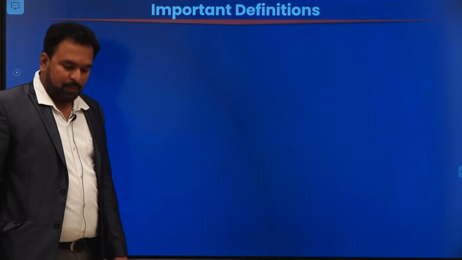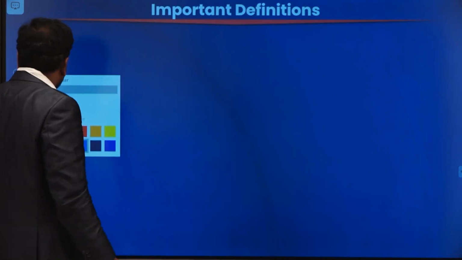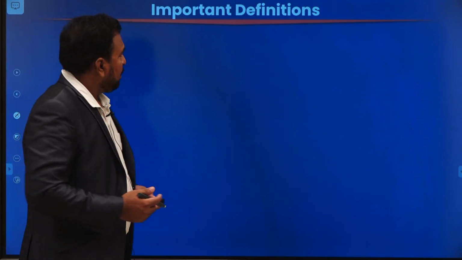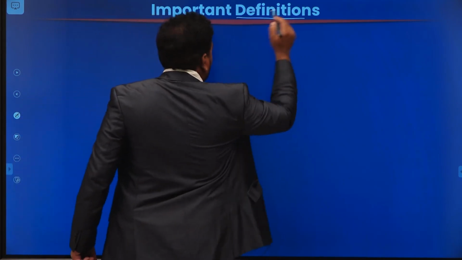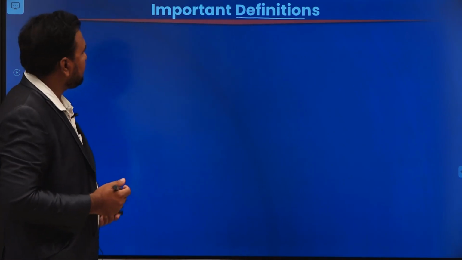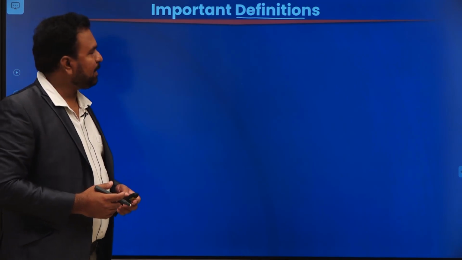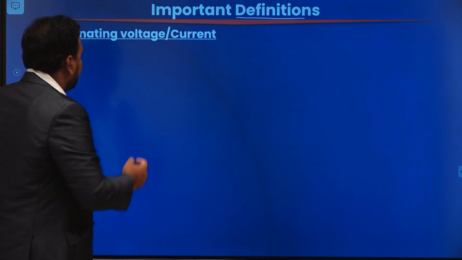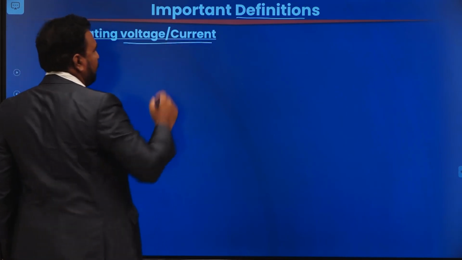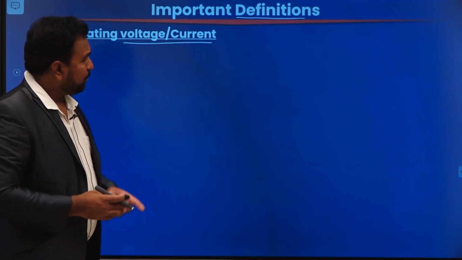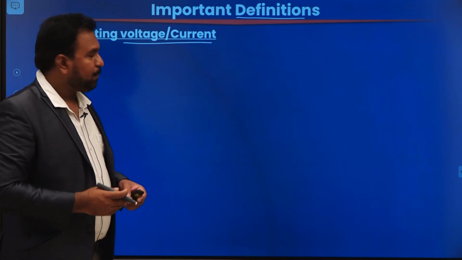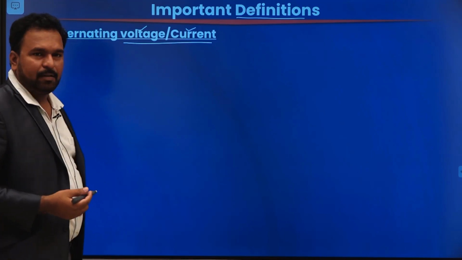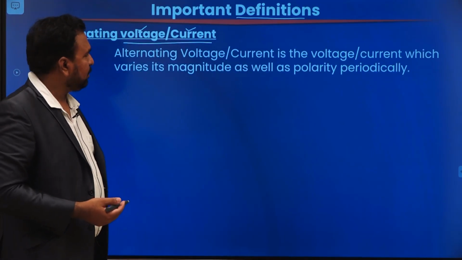Important definitions. To understand the concepts further, we have to know some terms or terminology. So these definitions are very important. Let's discuss the important definitions involved in single phase AC circuits one by one. The first one is alternating voltage. Already I told you about alternating quantity. Since we are studying electrical circuits, we have to study voltage as well as current. So let us define what is an alternating voltage or alternating current.